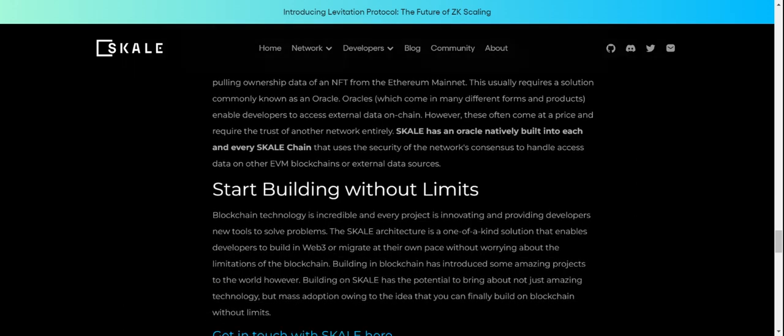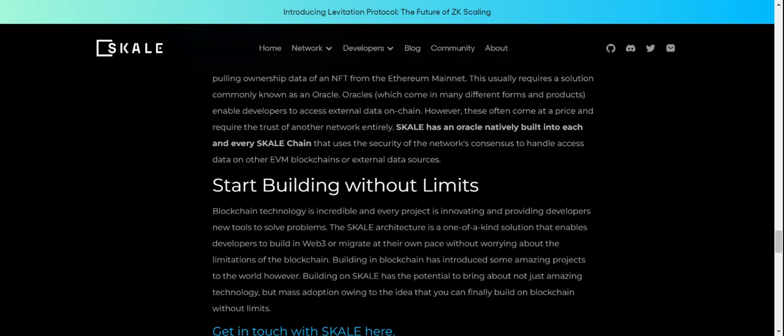You wan begin build on scale? Blockchain technology dey incredible, and every project wey dey innovate and dey provide developers new tools to solve problems. The scale architecture e be one of a kind solution wey be say e dey enable developers to build in web 3 or make dem migrate at their own pace without worrying say any limitations dey for blockchain.